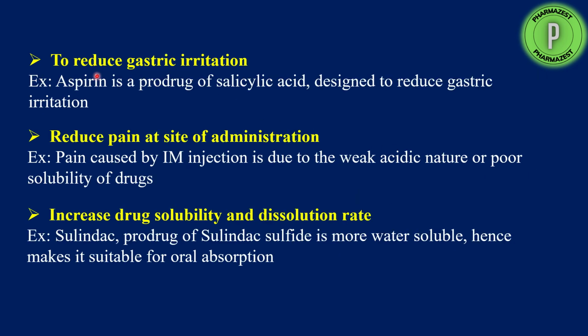Next, we can also use these prodrugs to reduce gastric irritation. For example, salicylic acid, because it is an acid, causes gastric irritation when you give it directly. If you formulate it in the form of aspirin, which is the prodrug of salicylic acid, the gastric irritation is reduced.